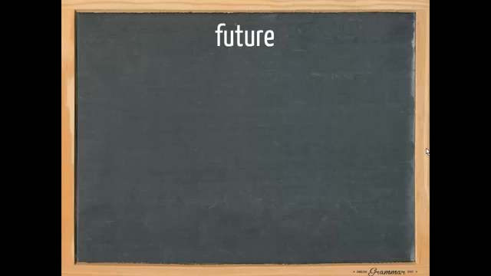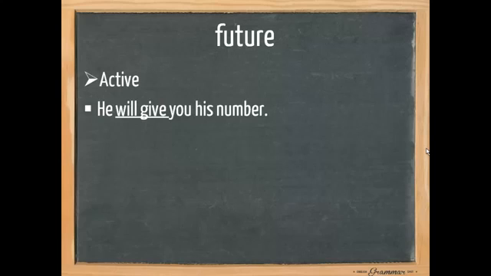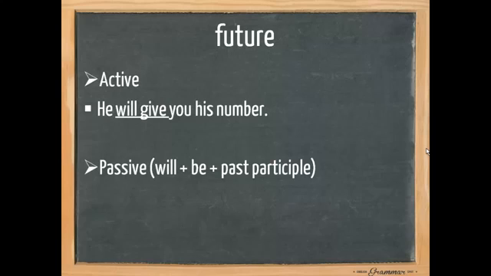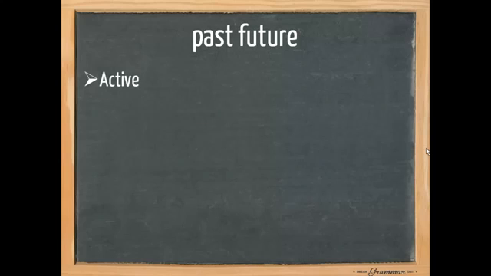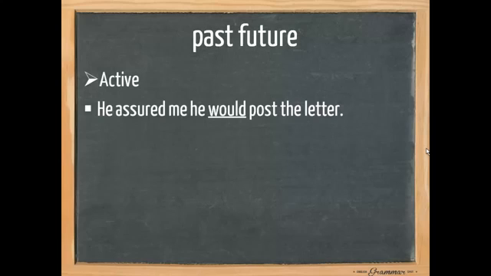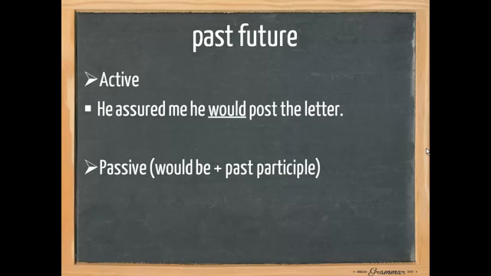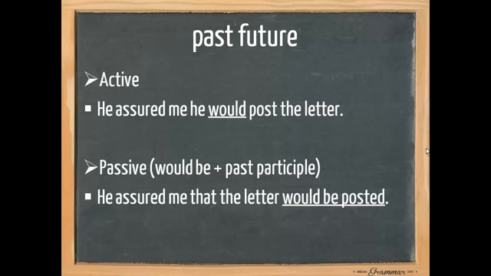Now I'm going to take you through the future tenses. In the simple future, he will give you his number. For the passive, we use will, and then the infinitive form of the verb to be, so the base form, and the past participle. You will be given his number. The past future: He assured me he would post the letter. That's a past future. For the passive, we use would, be, and a past participle. He assured me that the letter would be posted.